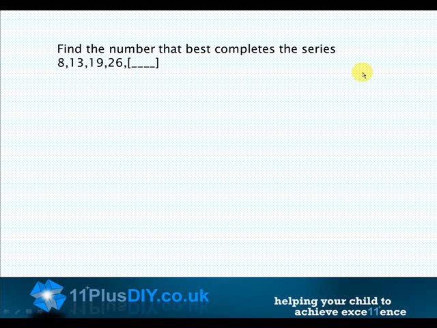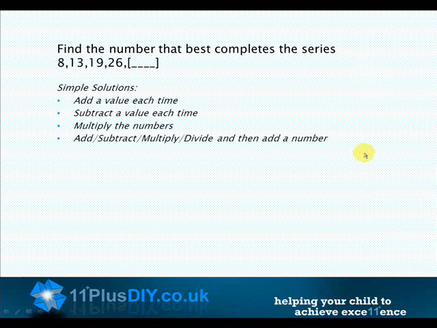Let's have a look at another example. We have the numbers 8, 13, 19 and 26. Again, we go through our simple solutions and then try to find a pattern. So, what is the pattern between 8 and 13? How have we got from 8 to 13? Well, 8 plus 5 is 13. Could we use the same for 13 and 19? Well, 13 plus 5 equals 18. So that doesn't work. But 13 plus 6 is 19.